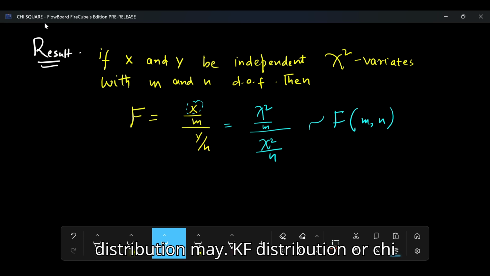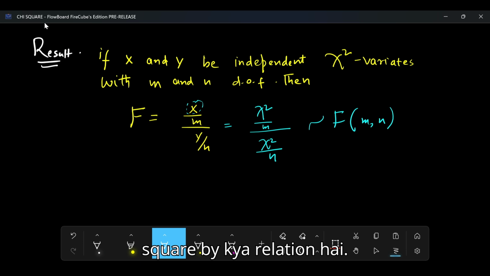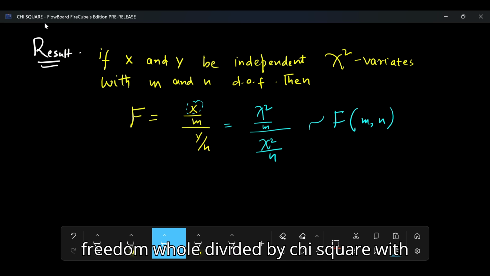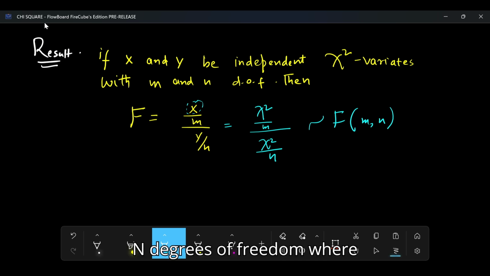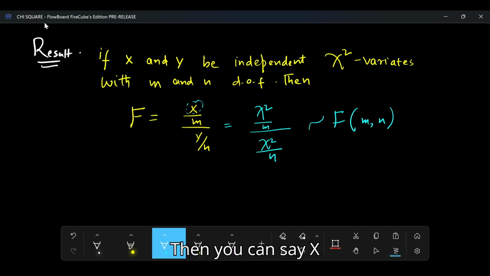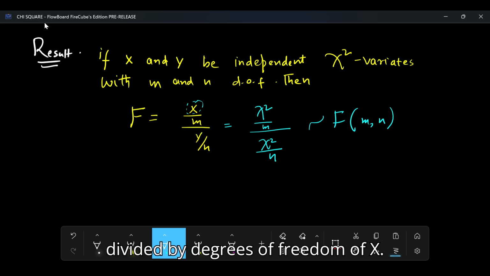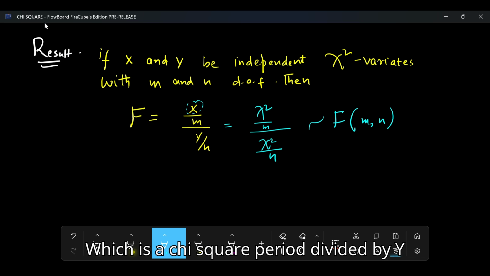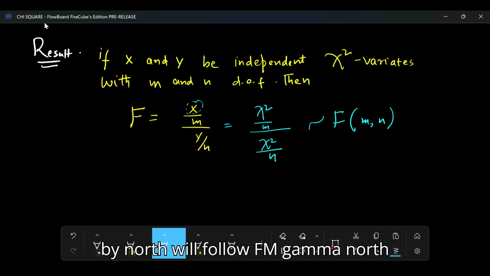We will study in F distribution what the relation is between F distribution and chi-square. So chi-square divided by degrees of freedom, whole divided by chi-square with n degrees of freedom, where chi-square divided by m represents x and chi-square divided by n represents y. Then you can say x divided by degrees of freedom of x, which is a chi-square variate, divided by y by n will follow F m comma n.